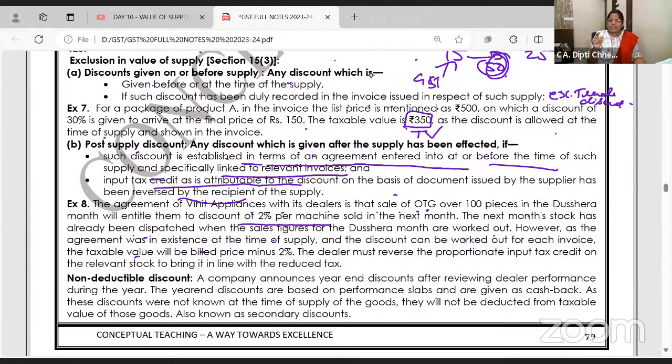Till Dashera, if you are selling 100 pieces, whatever I supply after that also, or whatever I supply in routine, if you sell this OTG 100 pieces, all the other billing, we will give you a discount of 2%. And thus this discount worked out for each invoice, the taxable value will be billed price minus 2%. The dealer must reverse the proportionate input tax credit on the relevant stock to bring it in line with the reduced tax. So this tax we will reduce, this discount, and even the buyer will reverse.